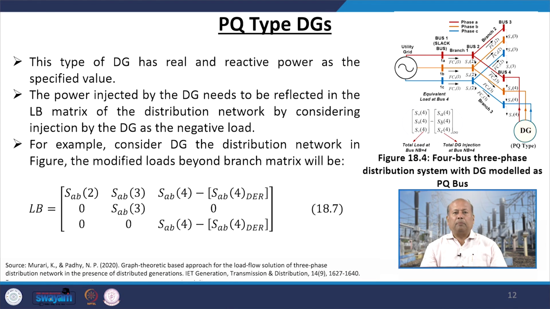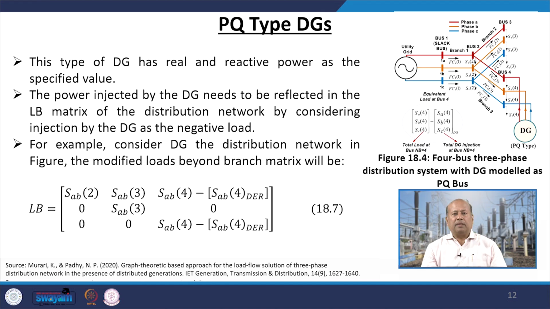So, PQ type distributed generators. This type of distributed generation has real and reactive power as the specified values, because sometimes it is PV type and sometimes it is PQ type. Now, how to model PQ type becomes a question. The power injected by the DG needs to be reflected in the LB matrix of the distribution network by considering the injection by the DG as a negative load. So, instead of considering it as a PQ load bus, we consider it as a negative load bus, equivalent to a PQ type distributed generation.